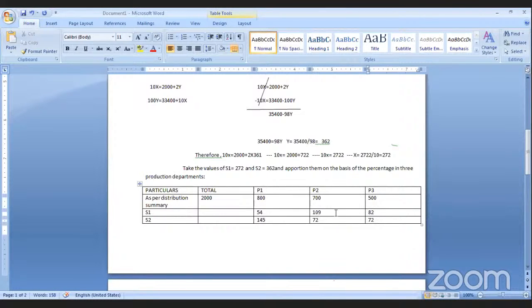So the total of this: 54 plus 109 plus 82, how much? 245, sir. Here 145 plus 72 is 217, plus 72 is 289. Yes, sir. Okay. What you have to remember is this total will not be equal to 272.